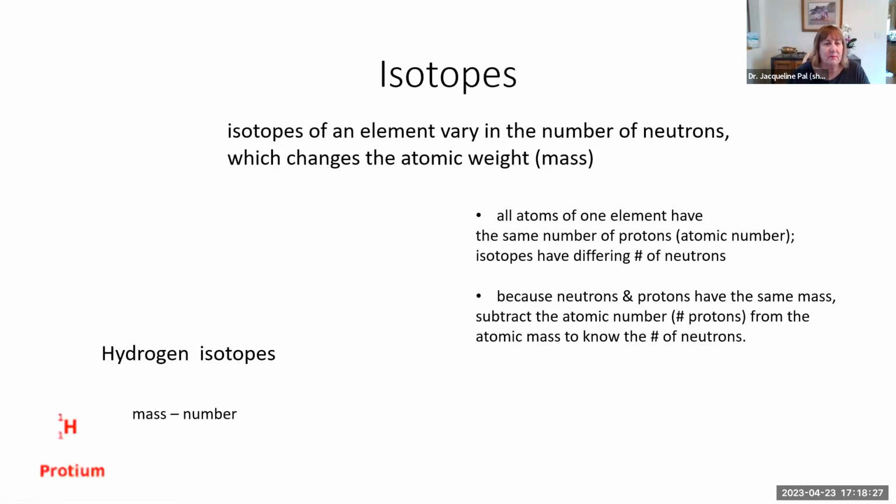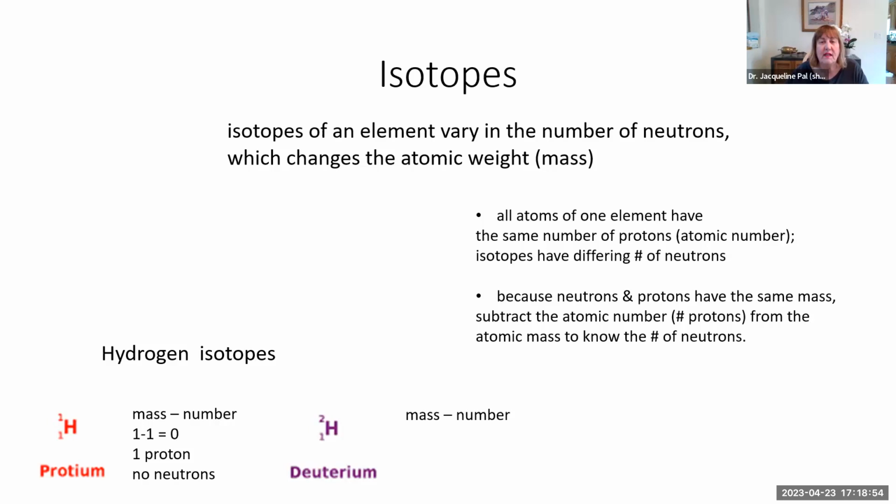In hydrogen, we have what's called protium, which has an atomic number of 1 and atomic mass of 1. And so if you subtract 1 from 1, that tells you that there's 1 proton because that's the atomic number. But because the mass is only 1, that means this one has no neutrons.